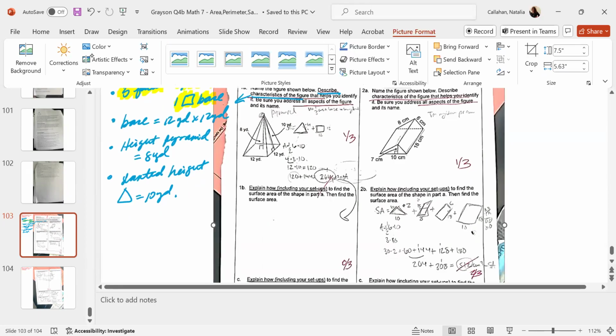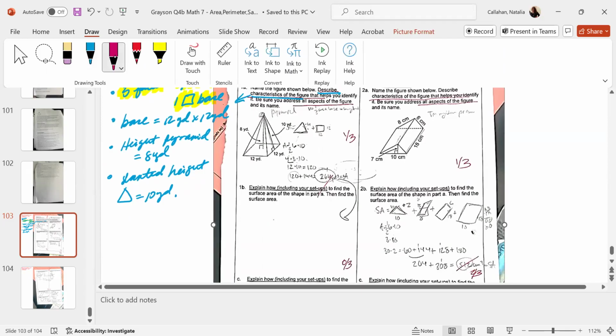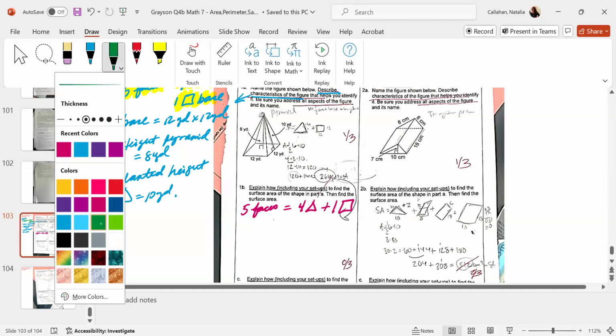1B, what does it have to do? Find the surface area of the shape, correct? In part A, you guys did not even read the questions correctly. I don't really understand why you can't do that. If you're finding the surface area, how many faces are there? 5 faces. There are 4 triangles, right? And 1 square base, correct? How do you find the area of a triangle?